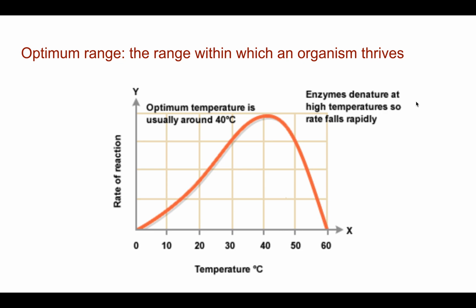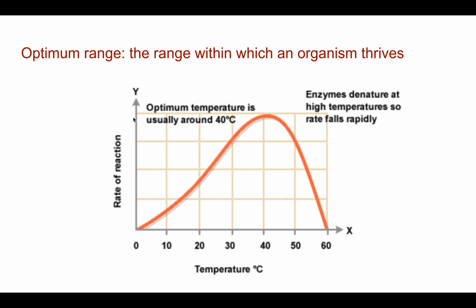Here's an example for you. The optimum range, the range within which an organism thrives. So this time we're looking at temperature. I'm trying not to go down too low with my pointy thing because it keeps popping up my little menu. So this is temperature, and the rate of reaction here.